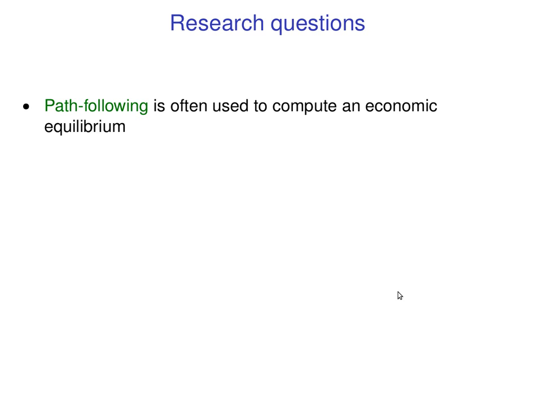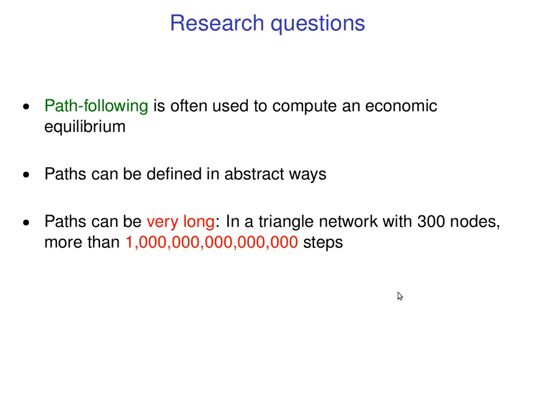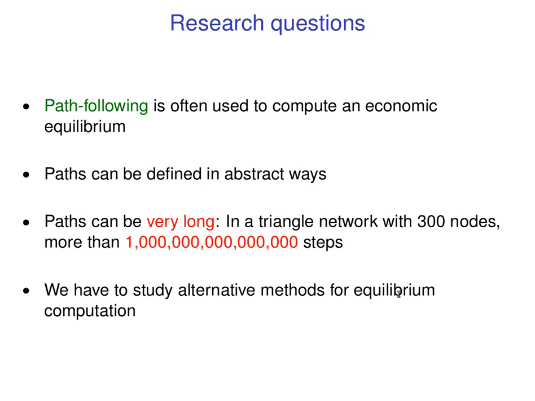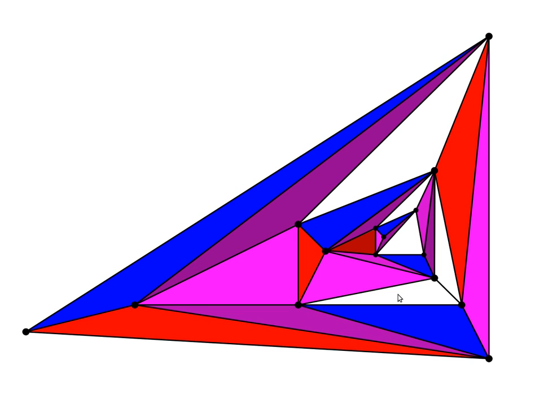Now, the research questions associated with path following are the following. This is a method that is often used to compute an economic equilibrium, and they can be defined in abstract ways, for example with these triangle partitions, but they can be very, very long. For example, in a triangle network with 300 nodes, it takes more than a quadrillion steps to find the other partition. No princess will wait that long. So what we have to do is study alternative methods for equilibrium computation. I conclude with a pretty picture of all the triangles that we have visited.